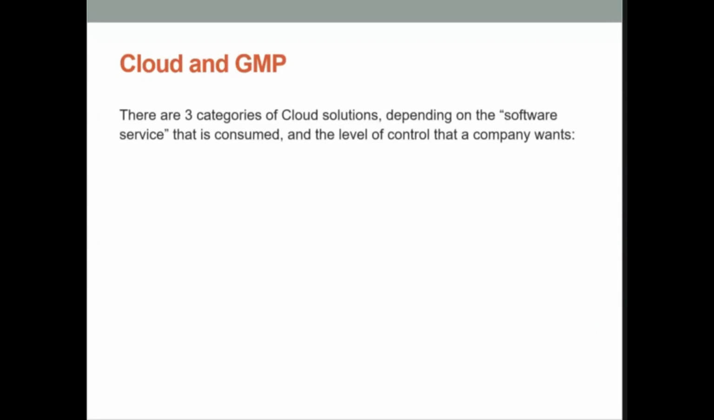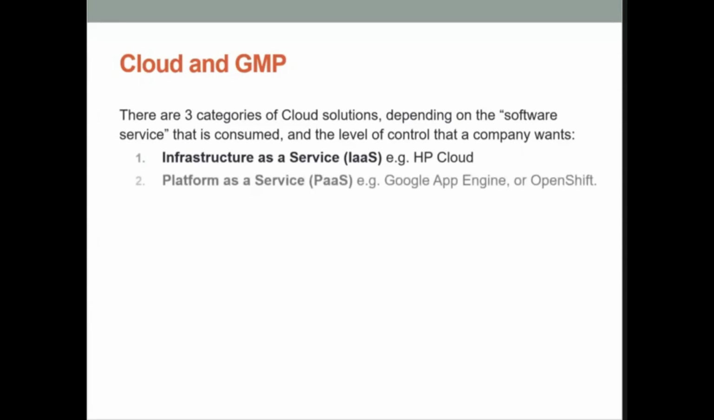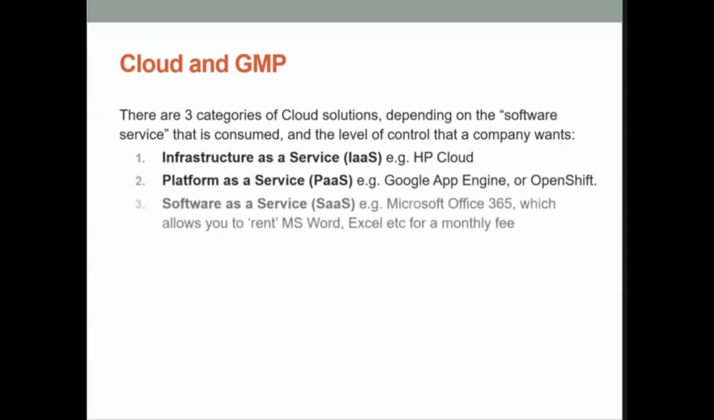There are typically three categories of cloud solutions, depending on the software service that is consumed and on the level of control that accompanies it. The first is Infrastructure as a Service, known as IaaS, so for example, an HP Cloud. Two is Platform as a Service, PaaS, for example, Google App Engine or OpenShift. Three, Software as a Service, SaaS, for example, Microsoft Office 365, which allows you to rent Microsoft Word, Excel, etc. for a monthly fee.